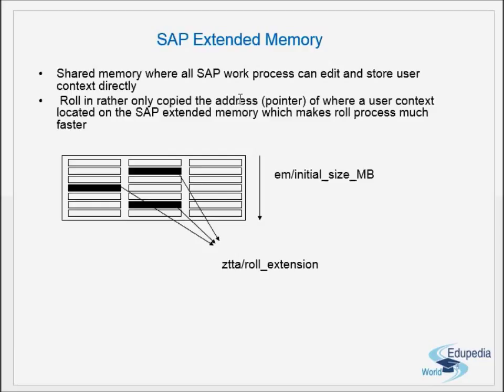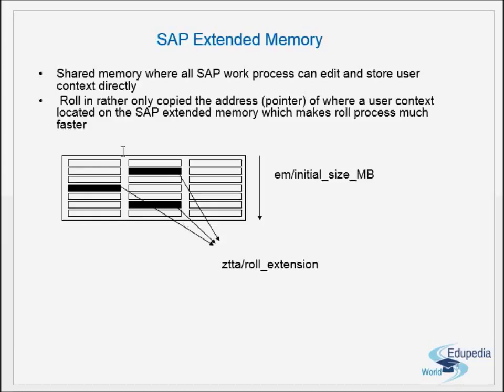In this extended memory, all work processes can access it because it's shared across all the work processes in an instance. So when a roll-in happens, it copies the pointer where the user context is located in the SAP Extended Memory, which makes the roll process much faster.